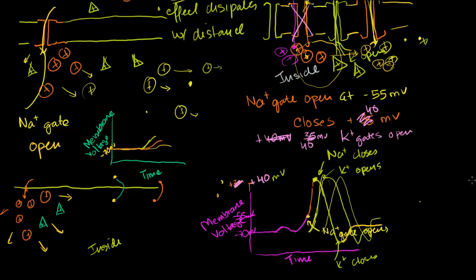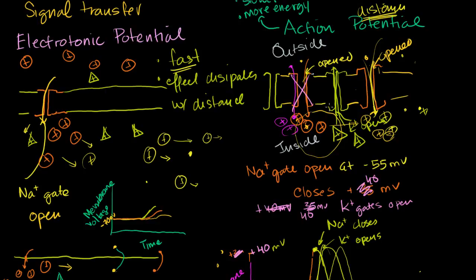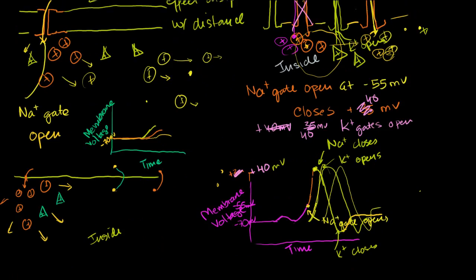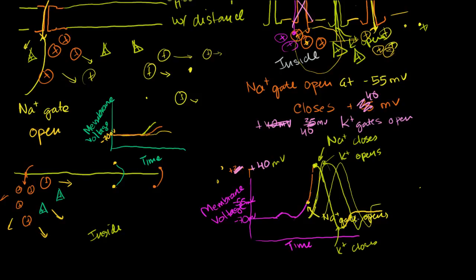Now the benefit of this is that the signal never loses strength, right? We can just keep going down the cell like this, and we could do that for millions of miles if we had to. The negative is that it's slower than electrotonic, in that you have to open and close these gates, and it also requires energy because you're always having to rebalance the charge potential between the inside and the outside of the cell.